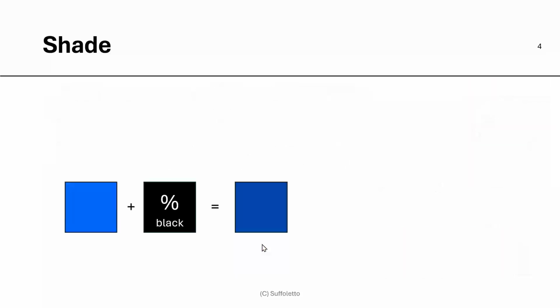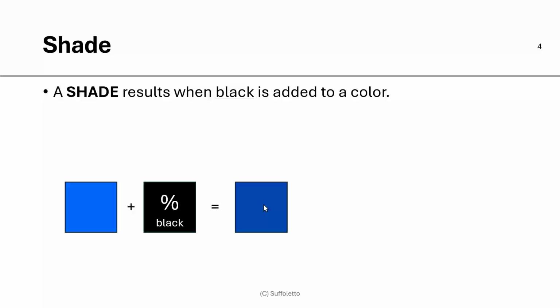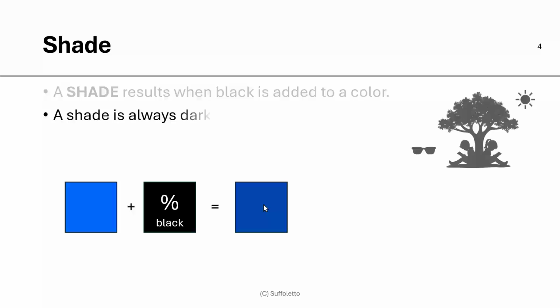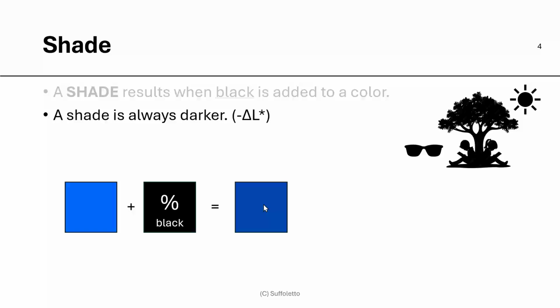Next, let's look at a shade. If we take a blue color and we add some percentage of black to it, the resulting new color is called a shade. A shade results when black is added to a color. A shade is always going to be darker, so its L star will be low, closer towards zero, or its delta L will be negative or minus.